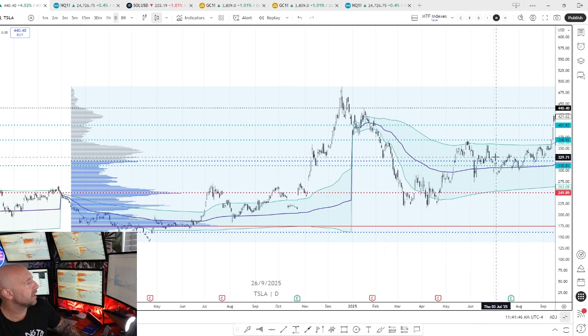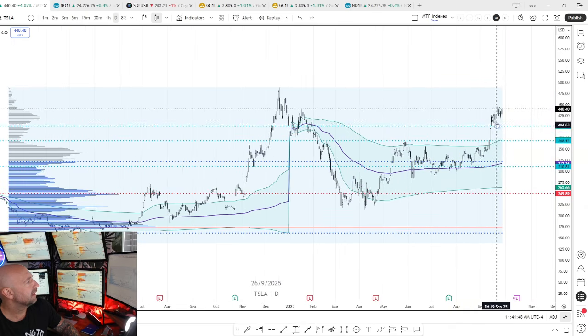You can see how we rejected there. We broke above it, we held. Now we're trading in this distribution. And again, this video is not about understanding the volume profile. You're going to need to watch my other videos on how to understand what a high volume node is versus a low volume node, how they react.